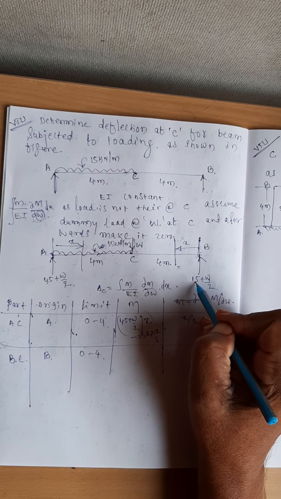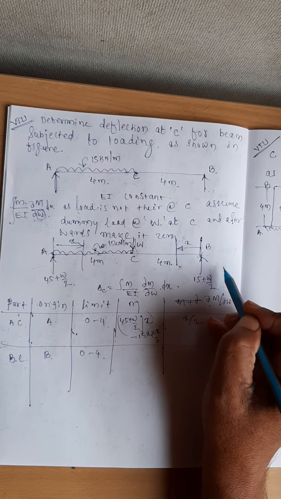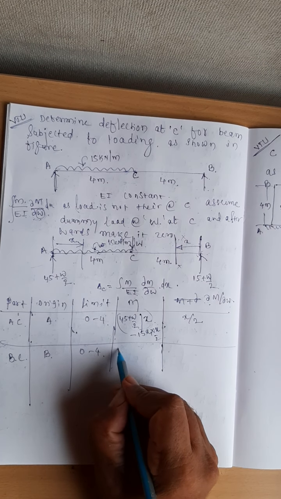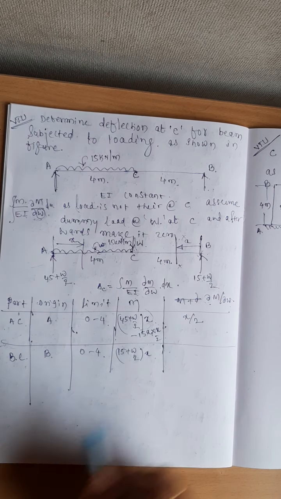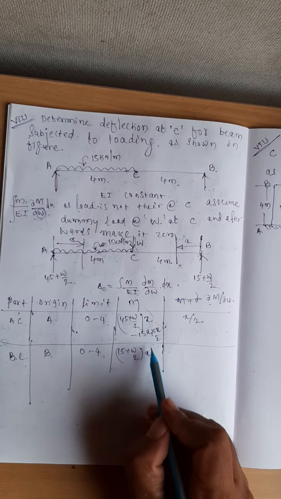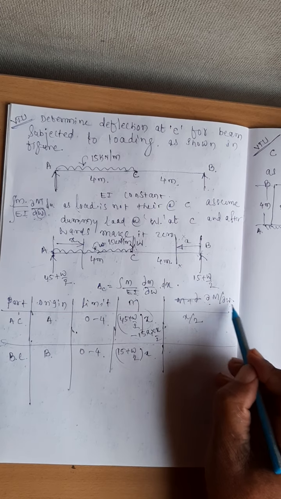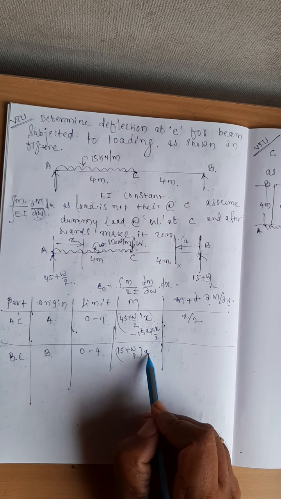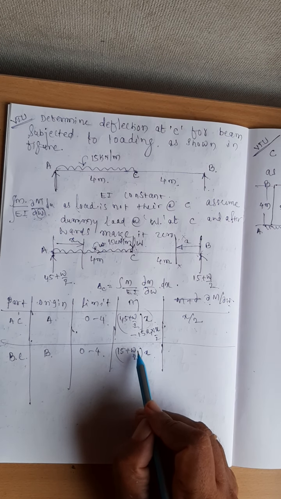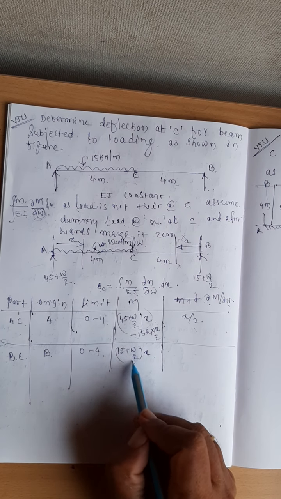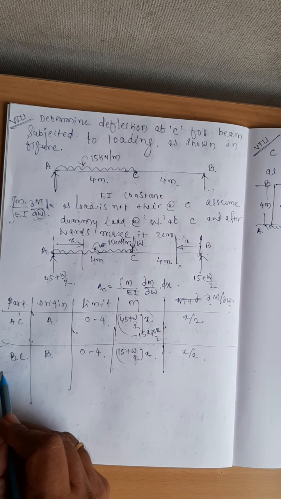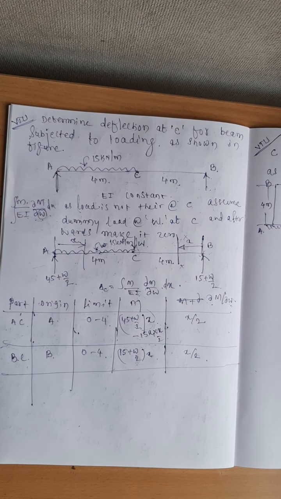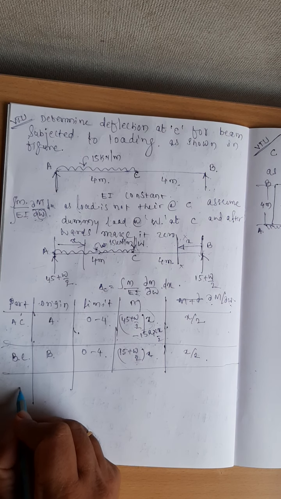Bending moment is given by 15 plus W by 2 into X. Yes, partial differentiation of this with respect to W. 15 into X is constant, it will cancel out. W by 2 into X, differentiation of this with respect to W is X divided by 2. Yes, this is over.